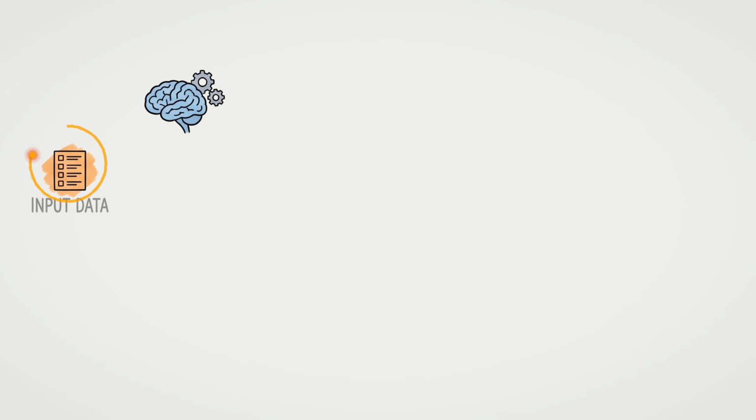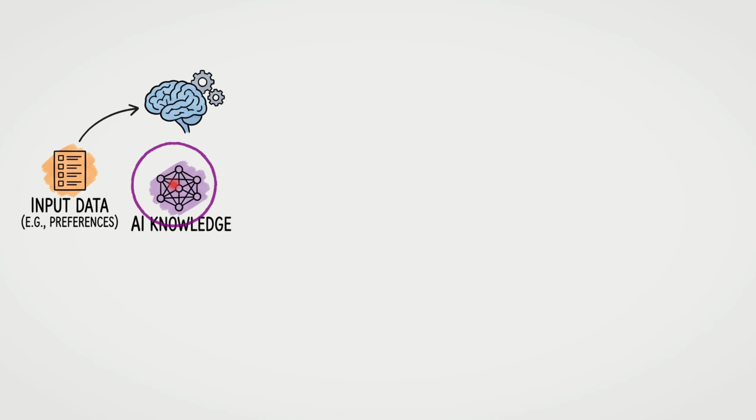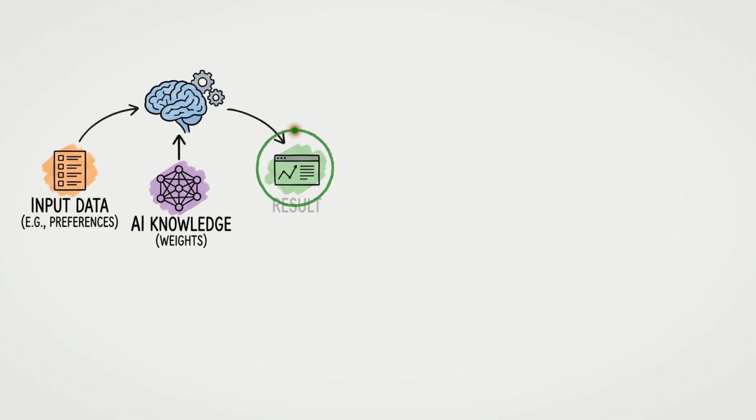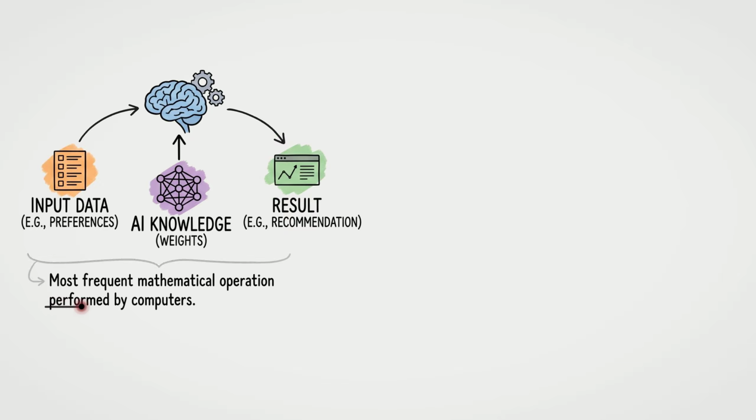The system takes your input data, for example your personal movie preferences, and combines it with its own internal knowledge, which we often call weights. By blending these two elements together, the AI can produce a highly specific result, like a great movie recommendation. Because this is the core of how AI thinks, this process is the most frequent mathematical operation performed by computers in the modern world.